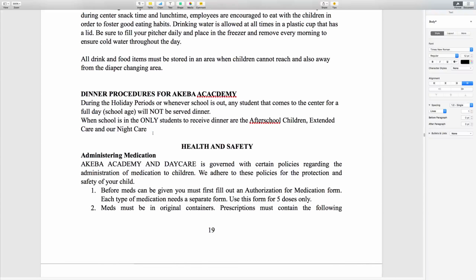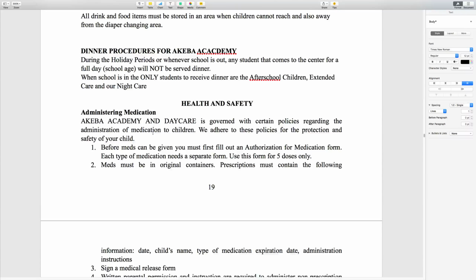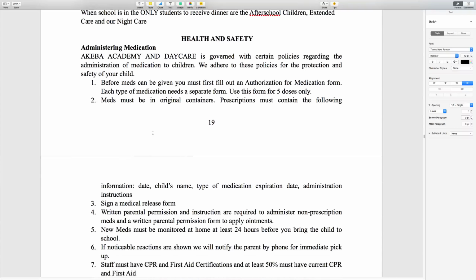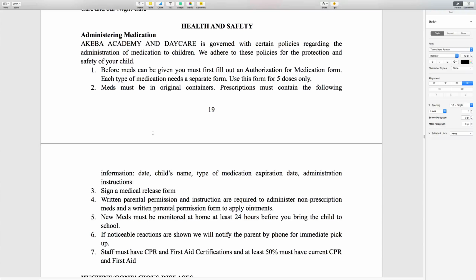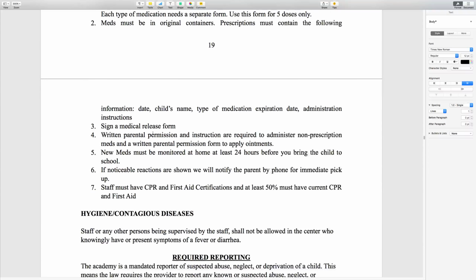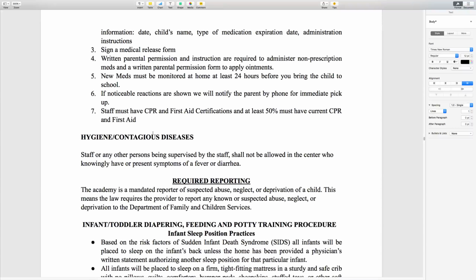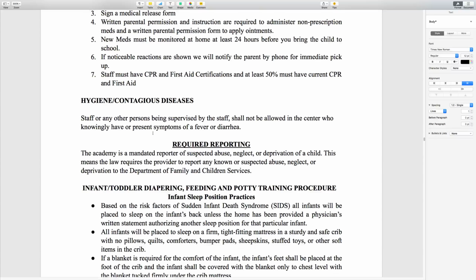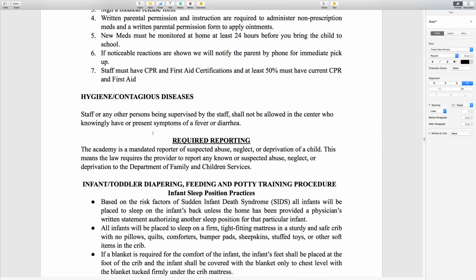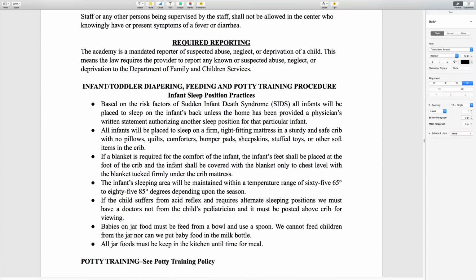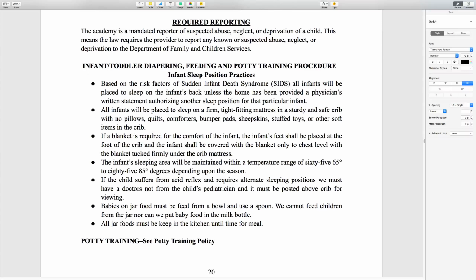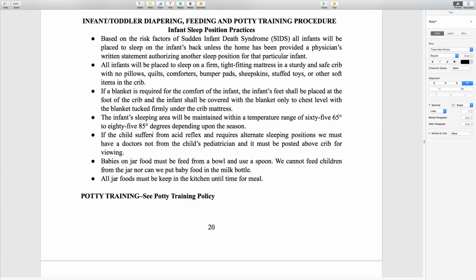Dinner procedures. How do we do dinner in our program? How we administer medication. So we take them through the health and safety training on how meds are dispensed, what the process is. We take them through hygiene and contagious diseases of symptoms. We take them through required reporting. We take them through the infant diapering, feeding, and potty training procedures.